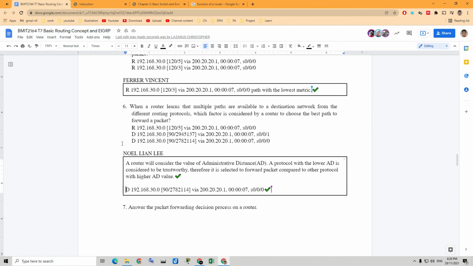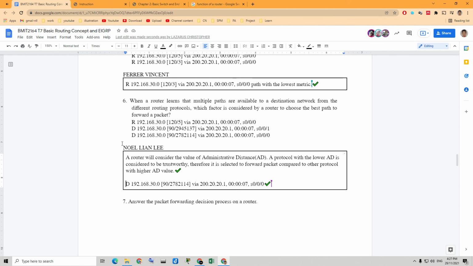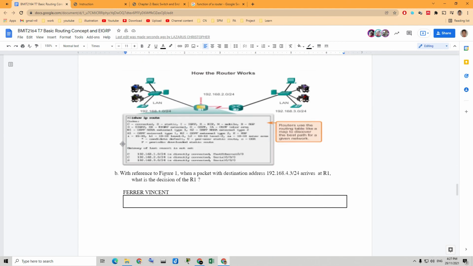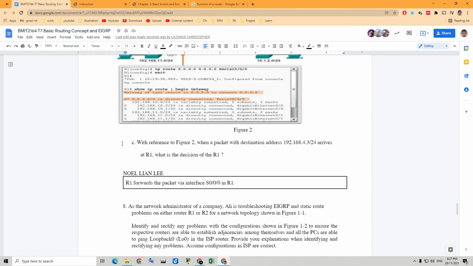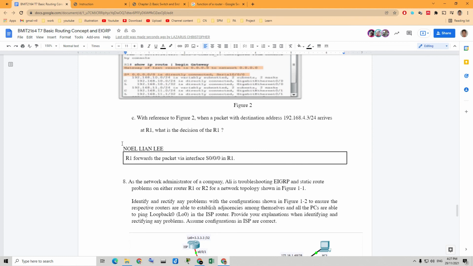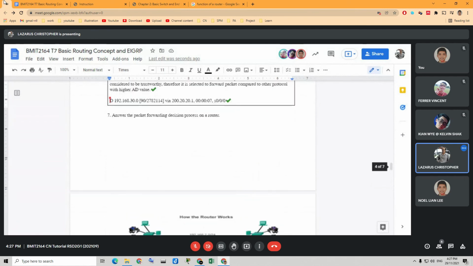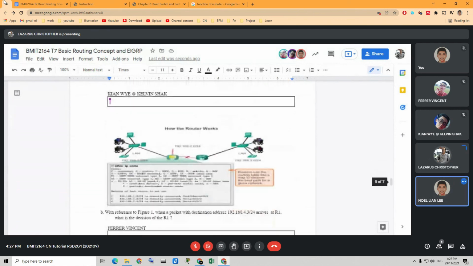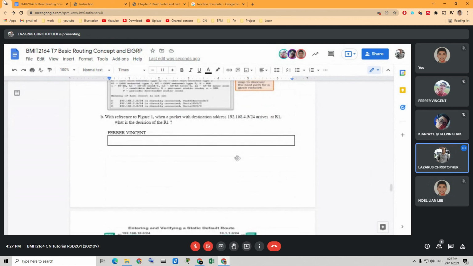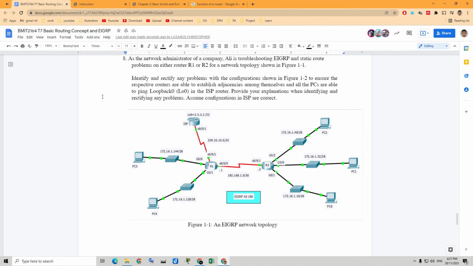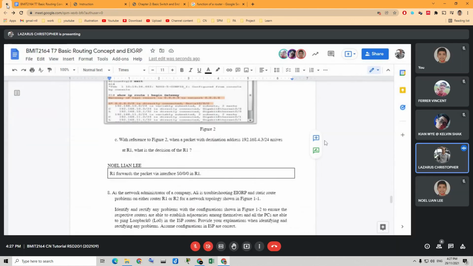So I have to stop here, because I have a meeting at 4:30. I'm not sure about the rest. Have we covered the process, EIGRP? Not yet, right? So we will continue EIGRP tomorrow, and then we continue with security after that.